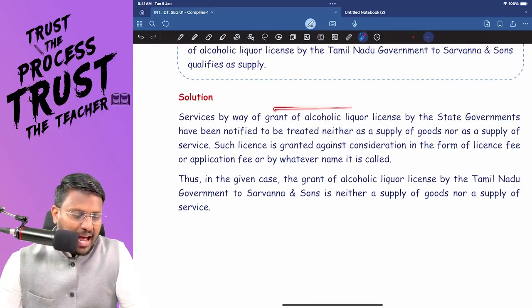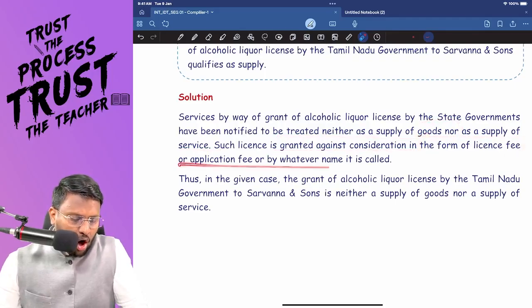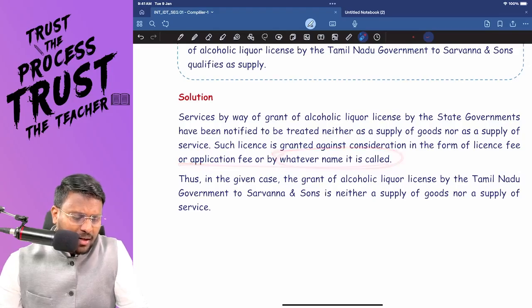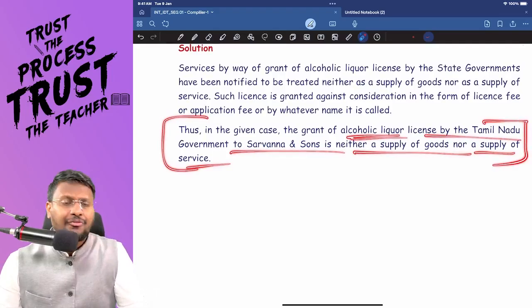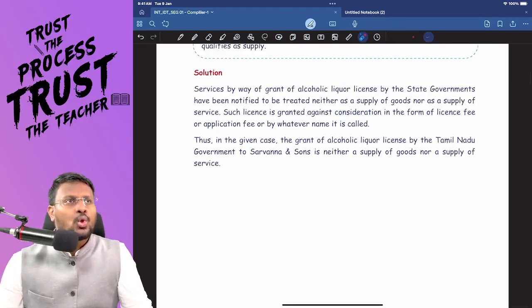Service by way of grant of alcoholic liquor license by the state government has been notified to be treated neither as supply of goods nor as supply of services. Such a license is granted against consideration in the form of a fee, or application fee, or whatever. Thus, in the given case, the grant of an alcoholic liquor license by the Tamil Nadu government to Saravana and Sons is neither a supply of goods nor a supply of services. Because of that, you are not liable to pay GST.